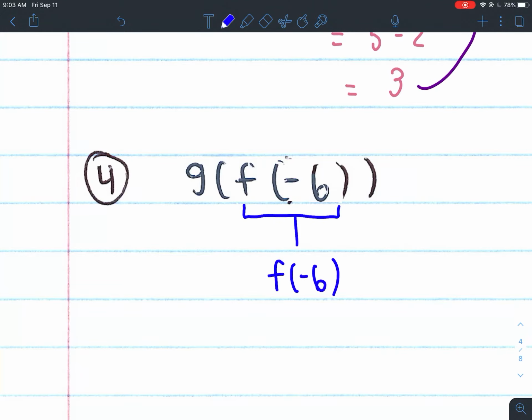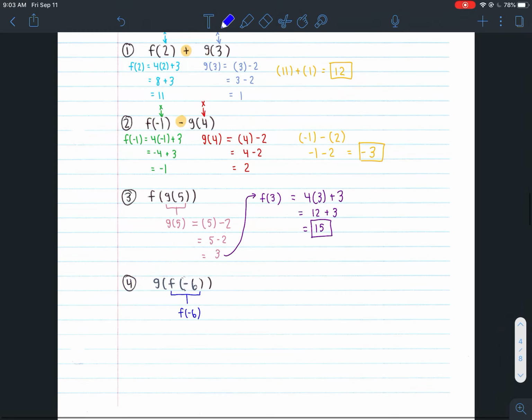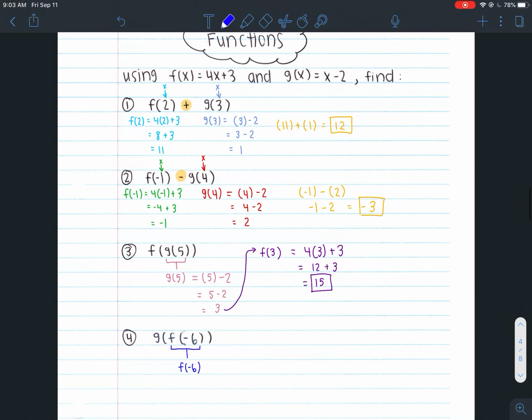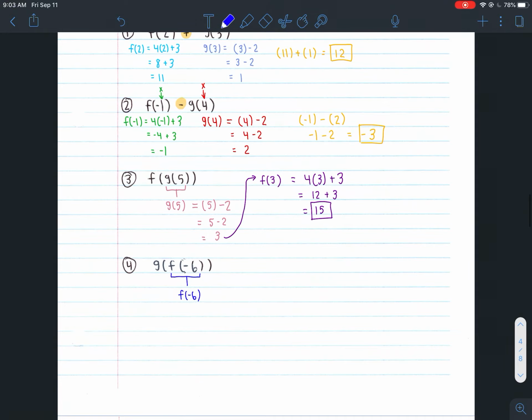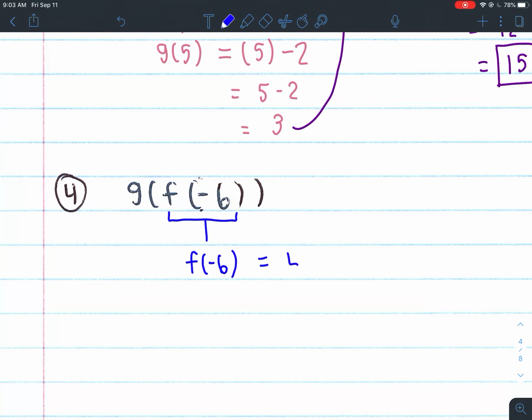So f of negative 6. I'm asked to evaluate this function first, so I'm going to use the f function and plug in a negative 6 anywhere I see an x. F of x equals 4x plus 3. So f of x equals 4 times negative 6 plus 3. Again, you're using the f function because it's telling you to use the f function, and you're plugging in a negative 6 for x because that's what they have replacing the previous x value.